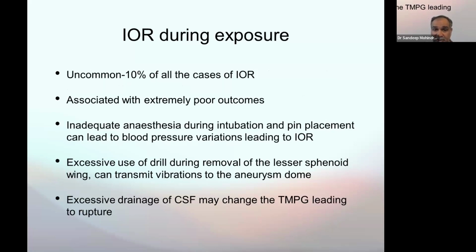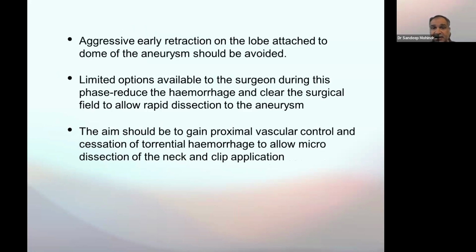Pin placement can lead to blood pressure variations, leading to intraoperative rupture. Excessive use of drill vibrations and removal of the lesser sphenoid wing can transmit vibration to the aneurysm dome. These are all hypothetical causes leading to IOR during exposure, but nonetheless the exact cause cannot be pinpointed. Excessive drainage of CSF may change the transmural pressure, leading to the rupture. Aggressive early retraction on the lobe attached to the dome of the aneurysm can also cause it.